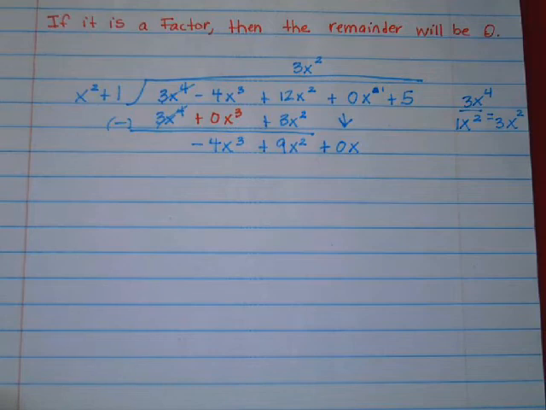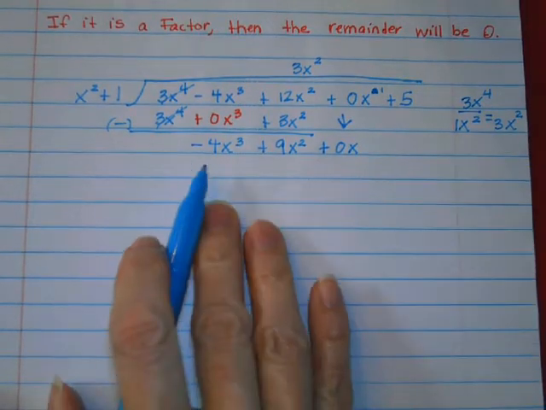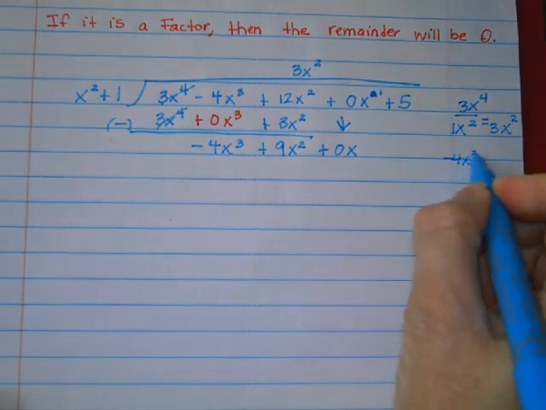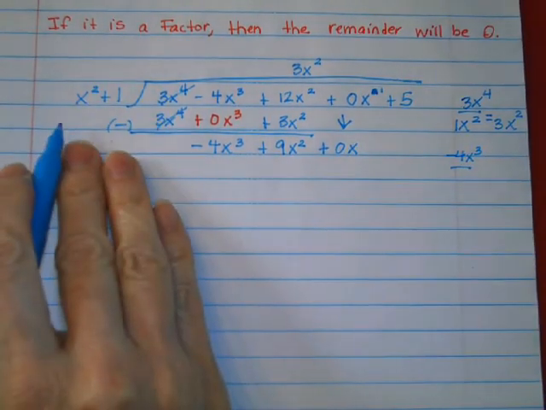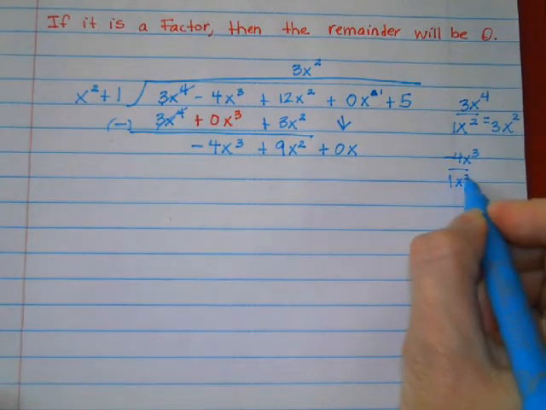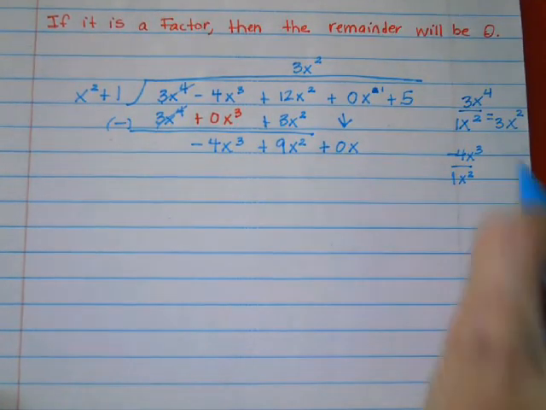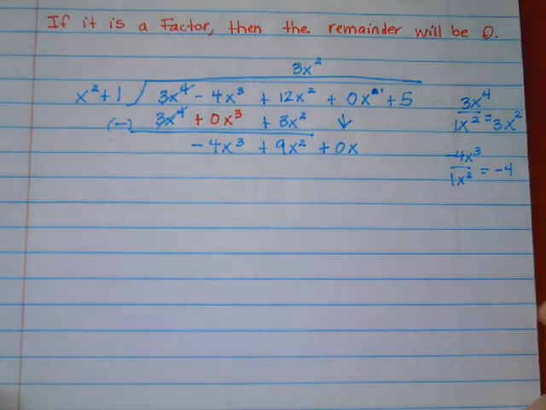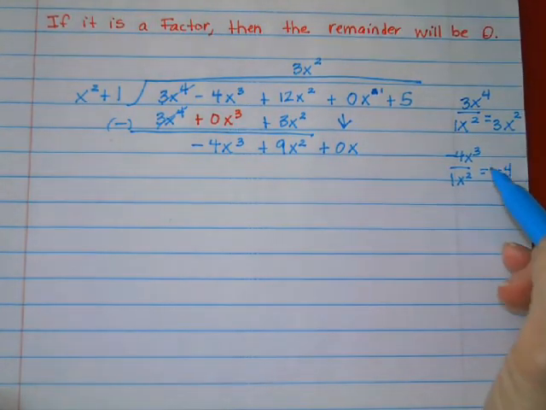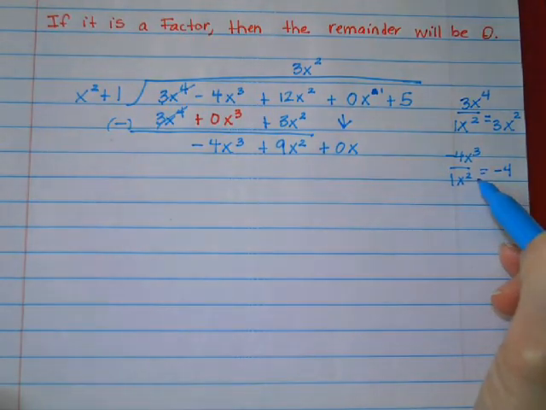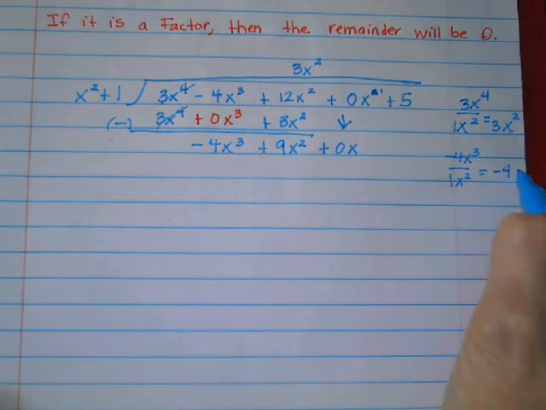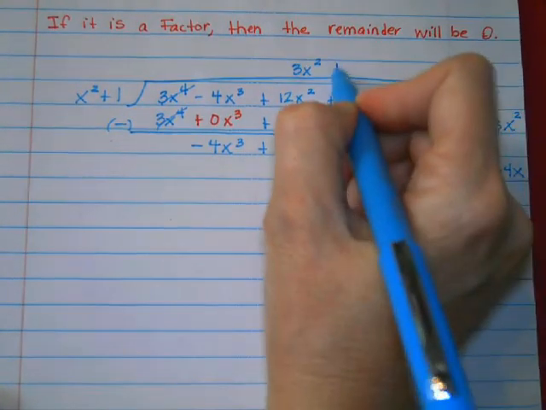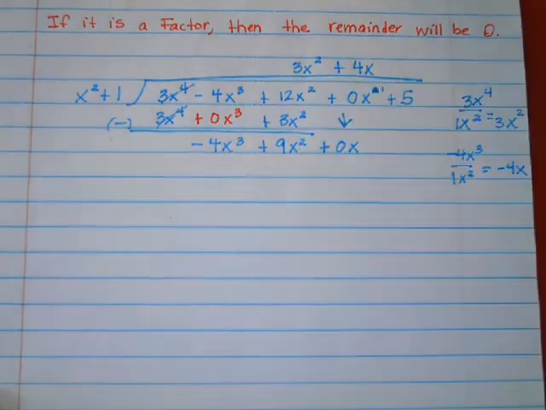So we're going to start the same process all over again. The first term of our dividend, which is negative 4x cubed, we'll divide by the first term of our divisor, which is a positive 1x squared. So we're going to go ahead and divide. Negative 4 divided by 1 is negative 4. X to the third divided by x to the second is the same as x to the 3 minus 2, which is 1, so just 1x to the first power. So I'm going to put it right over its like term, that's 0x. So negative 4x.